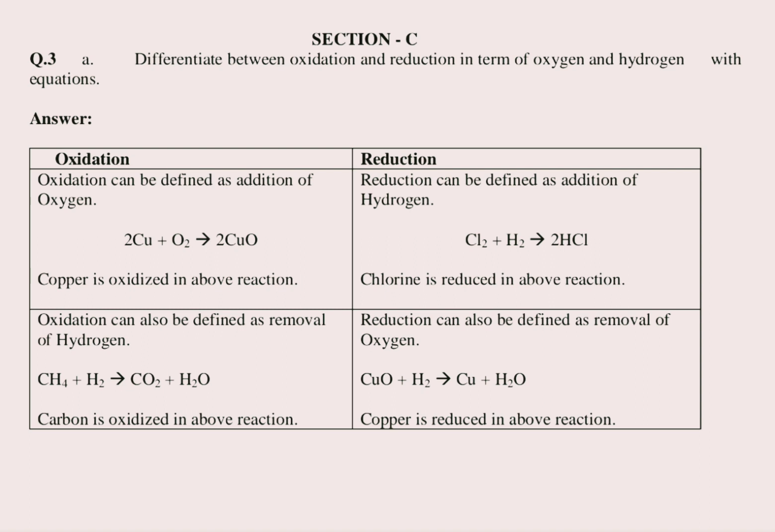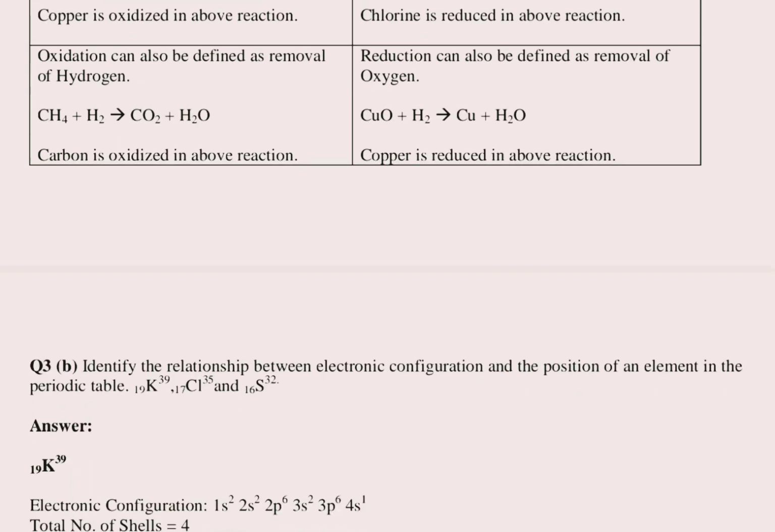So you have to define it in terms of loss and gain of oxygen, loss and gain of hydrogen, and the equations because he demanded it. And you can quote any of the other equations, it doesn't matter, or you can take zinc reacting with oxygen, zinc oxide is formed, or magnesium or any other. So in the same way with the other sections as well.